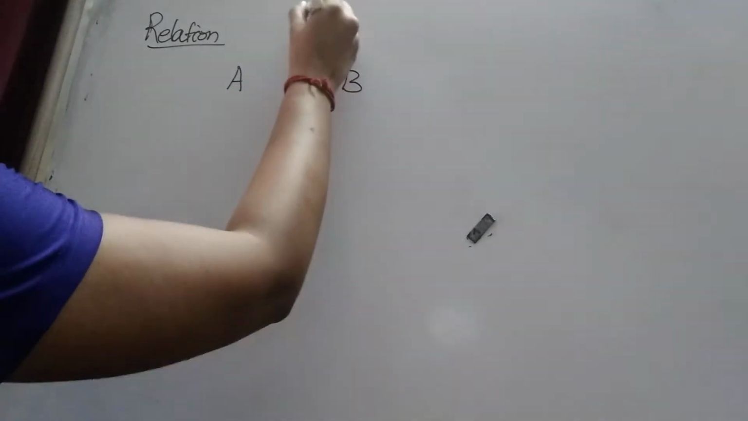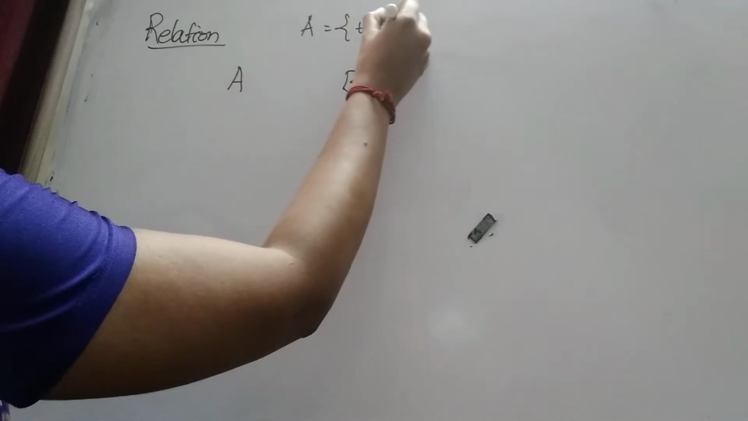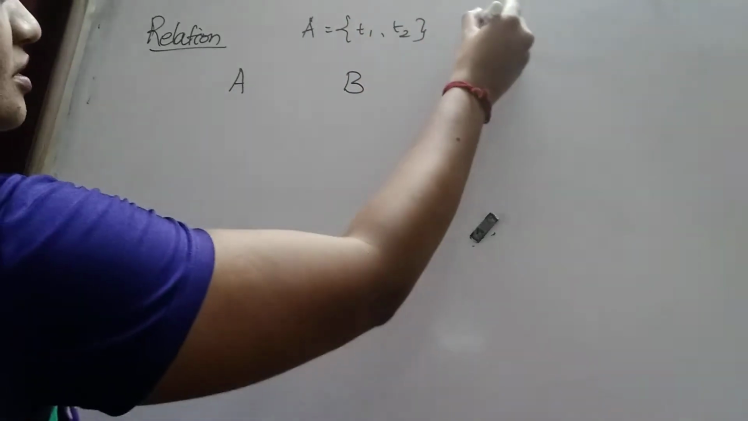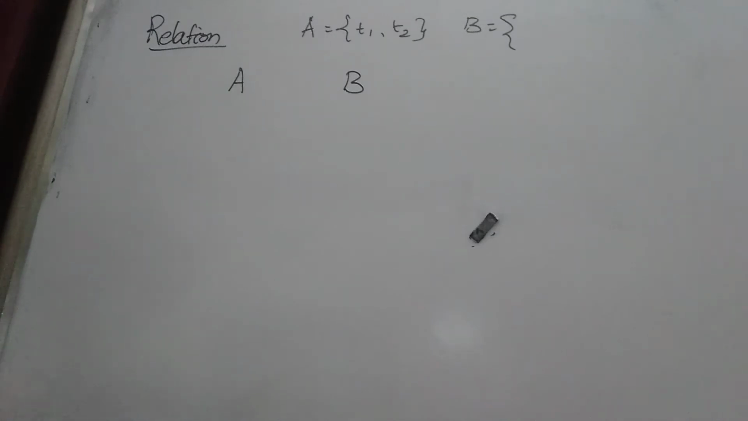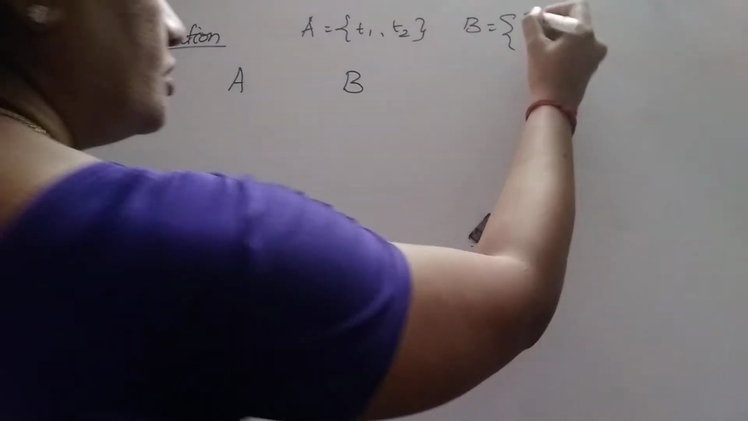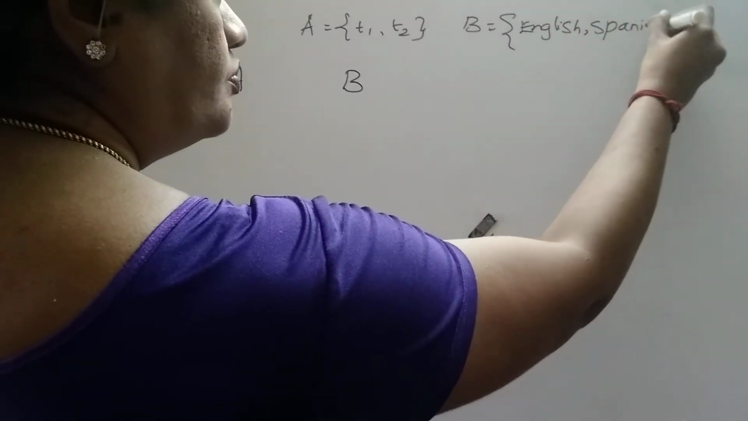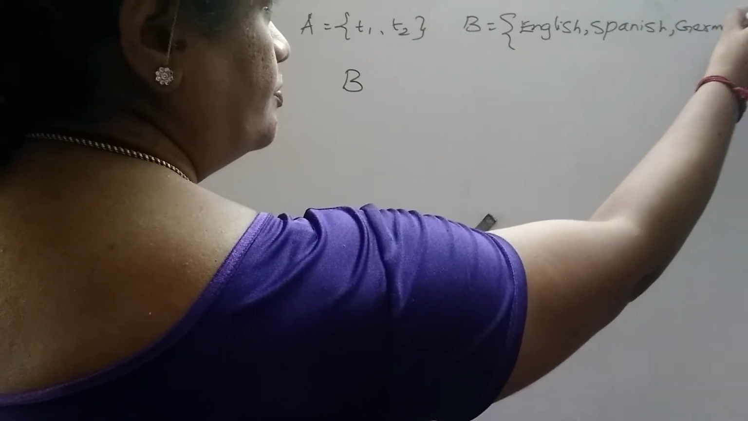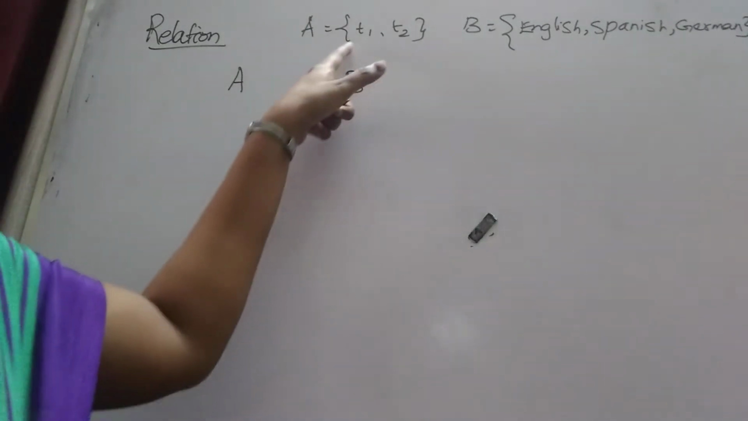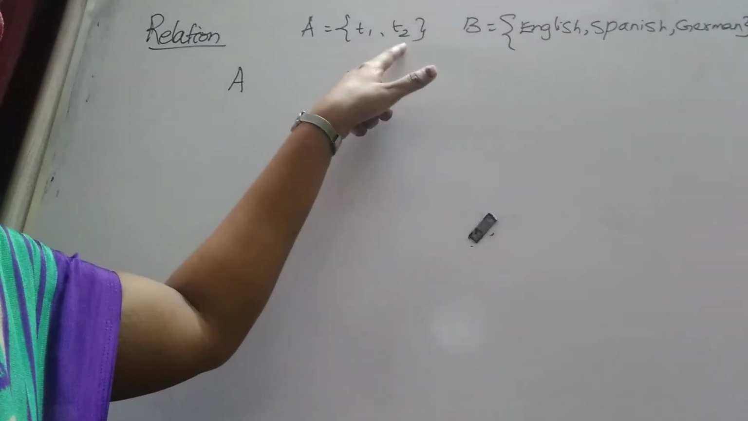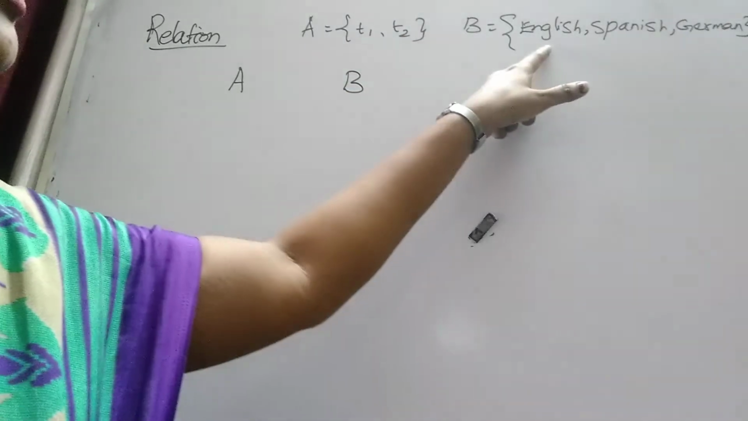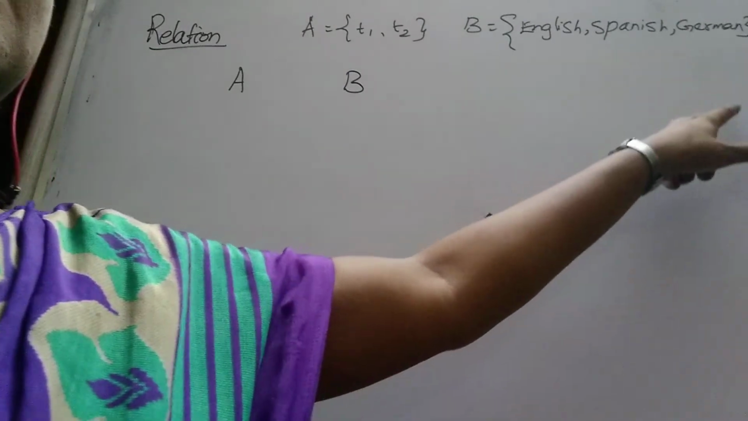Suppose we have set A and set B. Set A has teachers, teacher 1 and teacher 2. Set B has the courses they handle: English, Spanish, German. So set A contains teachers T1 and T2, and set B contains the three courses English, Spanish, German.